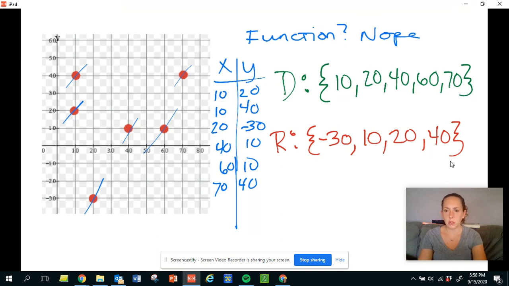A lot of people still want to say between these two numbers, and that's not true because it's not all the numbers between them. It's just specific ones. It's a set of specific numbers. So that is domain and range.